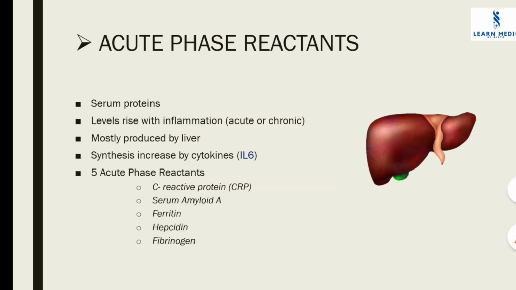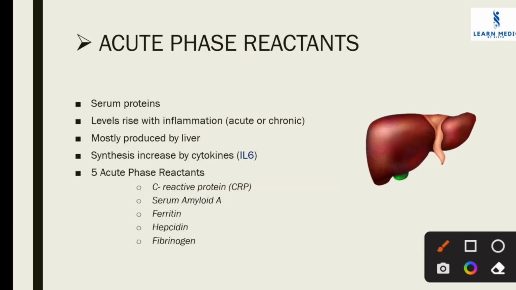The third thing that is responsible for the systemic responses to inflammation is the acute phase reactants. It is a major thing. These acute phase reactants are serum proteins whose levels rise during inflammation, whether it is acute or chronic. The acute phase reactants are mostly produced by the liver, and their synthesis is increased by the cytokines, especially IL-6. IL-6 is very important for the production of acute phase reactants from the liver.